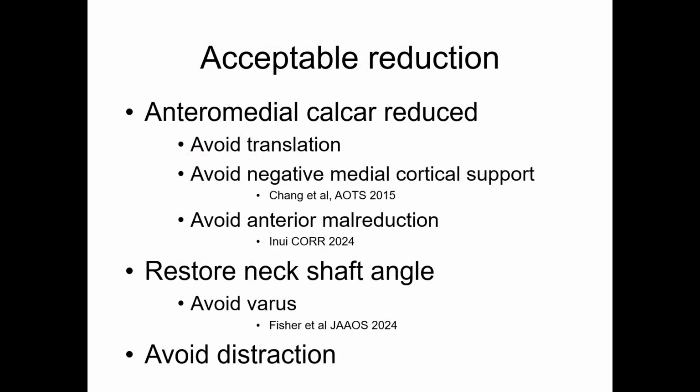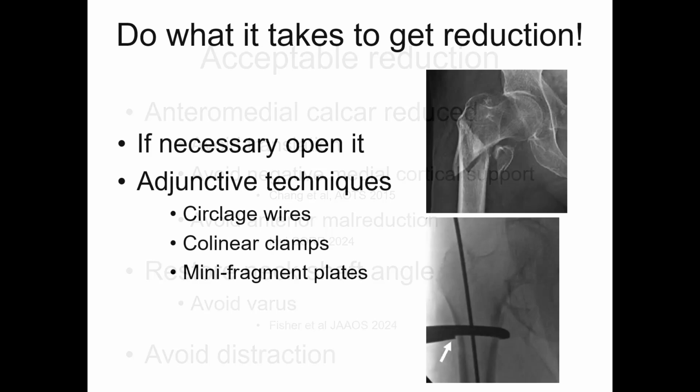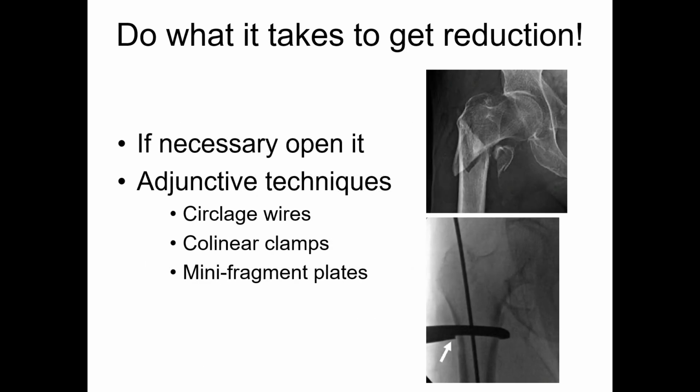An acceptable reduction occurs when the anteromedial calcar is reduced. You want to avoid translation, negative medial cortical support, and anterior malreduction. One must also restore the neck shaft angle, avoid varus, and avoid distraction. One must absolutely do what it takes to get reduction. If necessary, the fracture should be opened and adjunctive techniques should be employed.